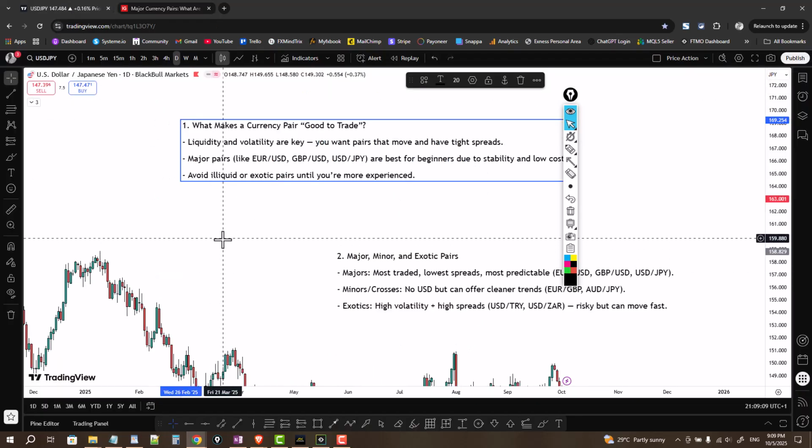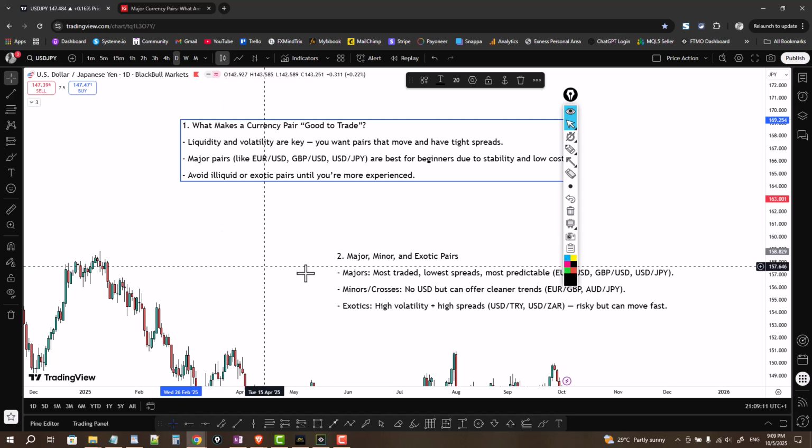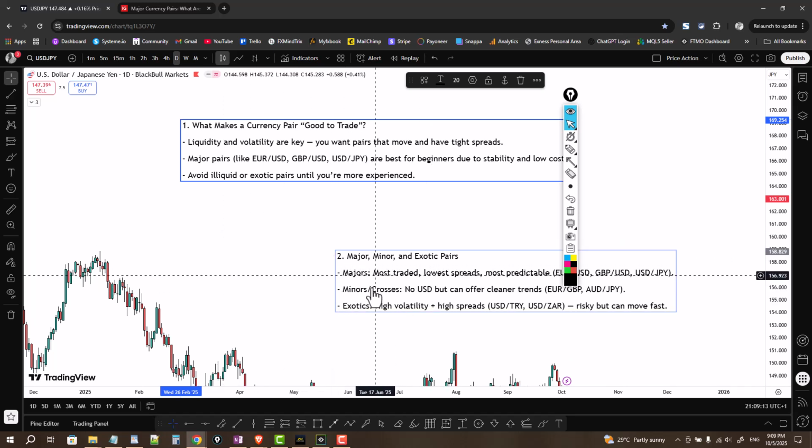And if you're profitably trading them and you've been able to master them, then you can move on to the minor pairs or the crosses or the exotics. Eventually, before you know it, you keep adding currency pairs into your portfolio. But for the best conditions, at first, you want to stick to the majors, okay?